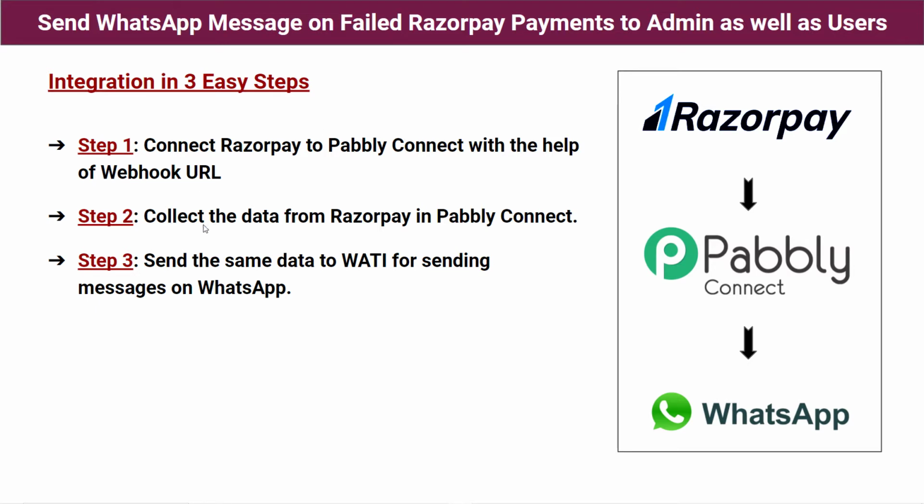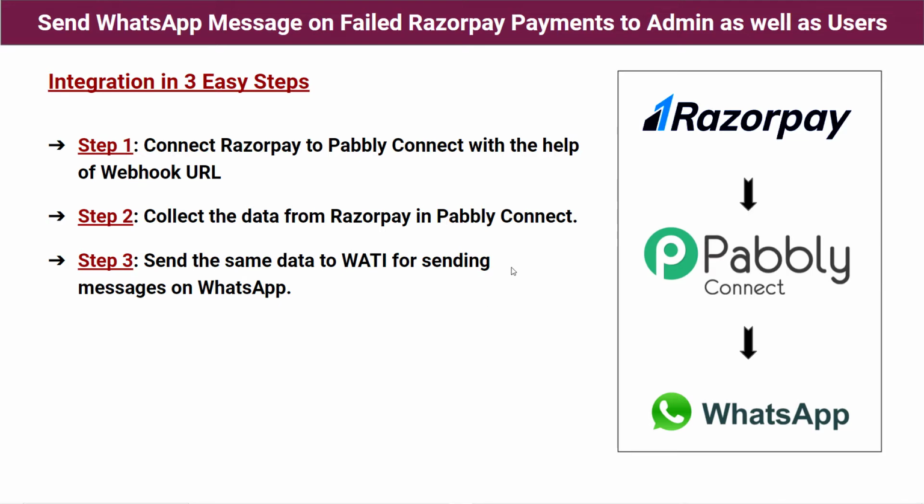Now we have step 2, collect the data from Razorpay in Pabbly Connect. Okay, so what we are going to do here is, we are going to make a transaction in Razorpay. We will make sure the transaction is a failure and the details of that transaction will be automatically captured in Pabbly Connect. Then we have step 3, send the same data to WhatsApp for sending the messages on WhatsApp. So here we are using a software to send the messages on WhatsApp.